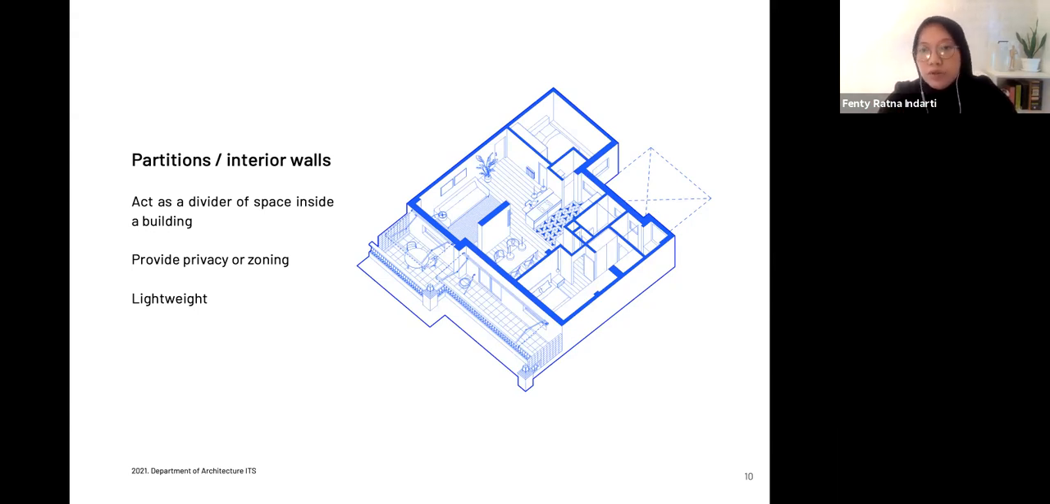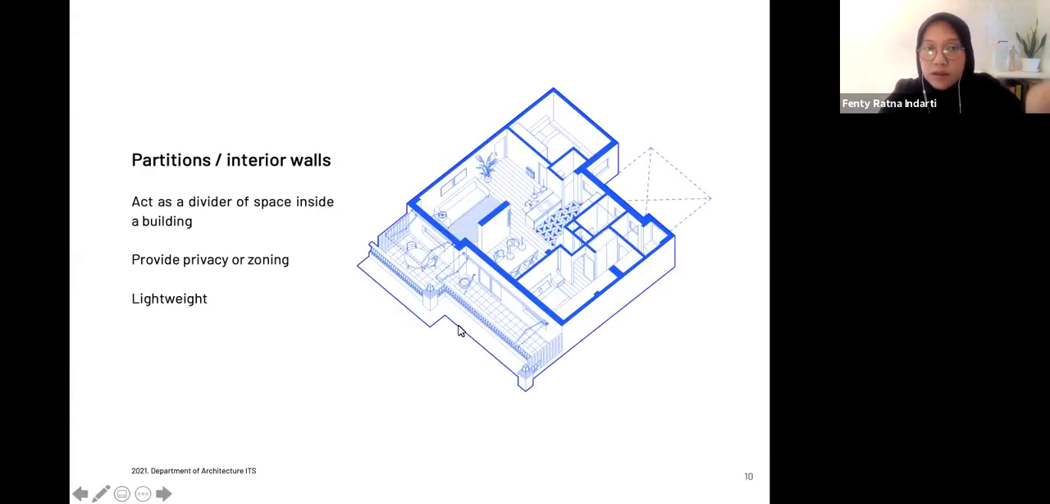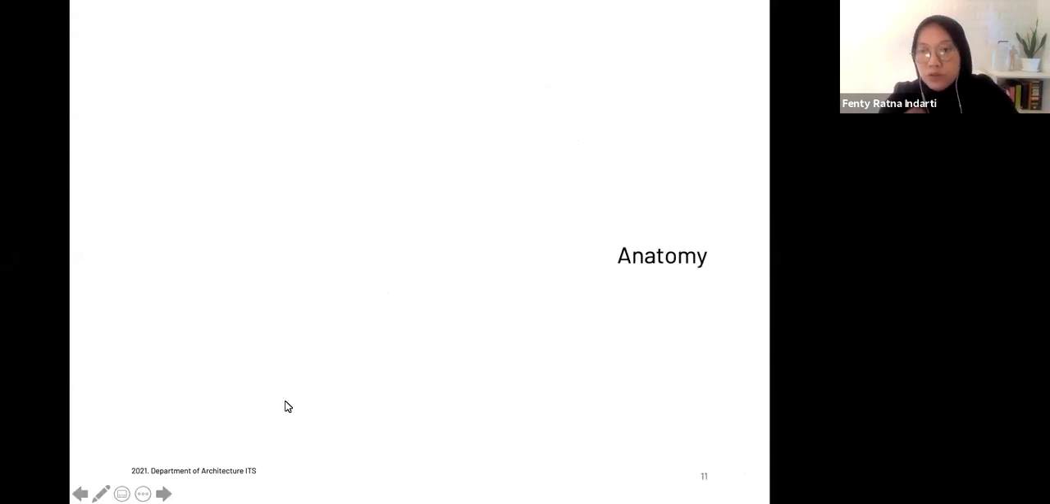If you use a lightweight material, then it will be very flexible if you want to change the building, the space composition or the organization of the rooms inside the building. So there are some people who prefer these lightweight materials in order to achieve this flexibility in the future. Yes, I think that's all from this general overview about walls related to the exterior walls and also interior walls. Now we move on to the anatomy of a wall.